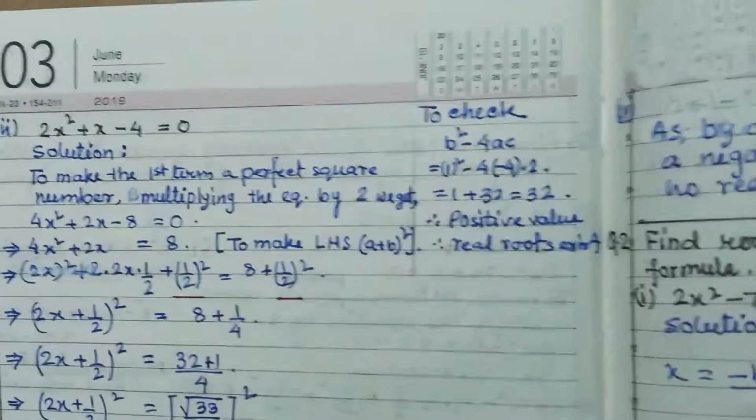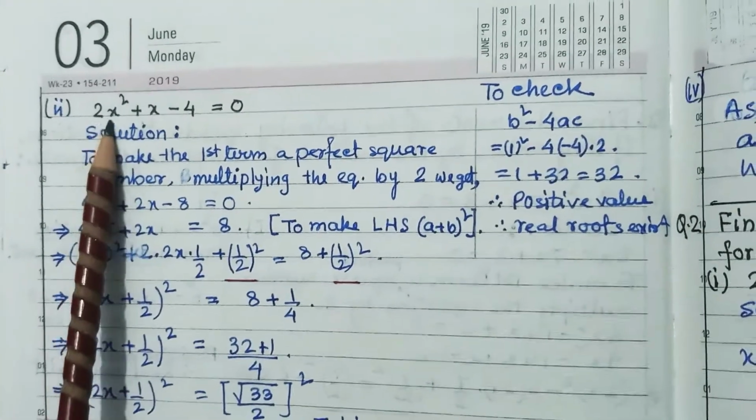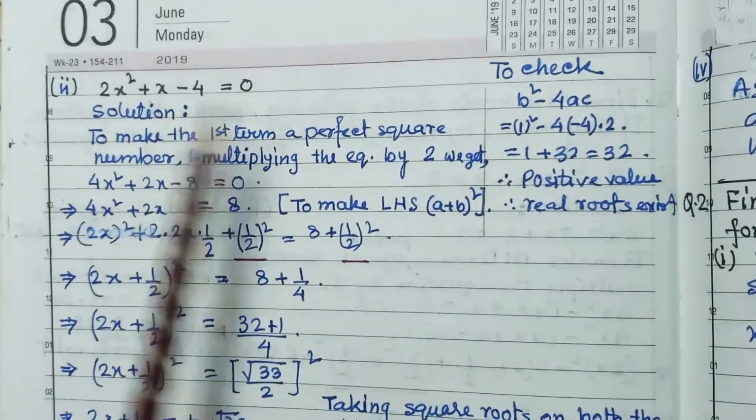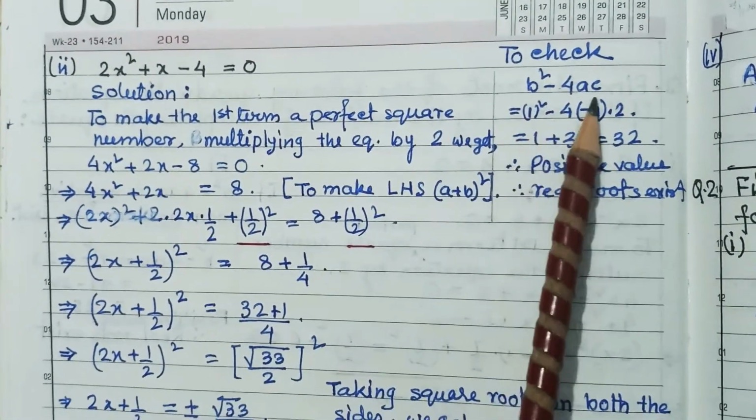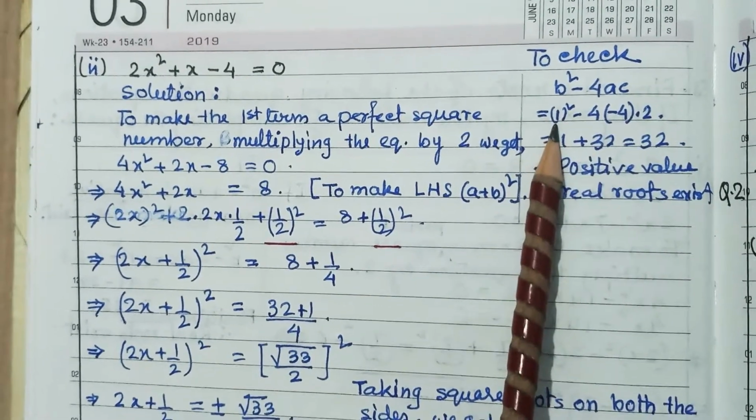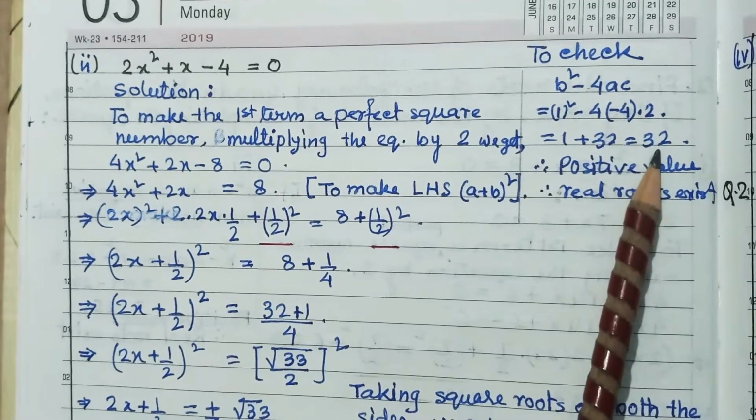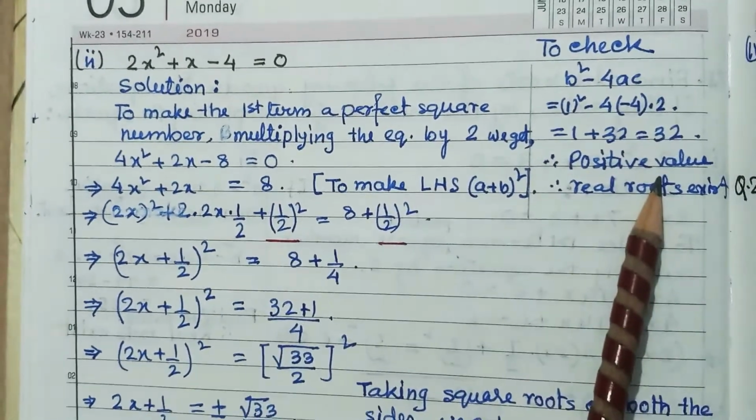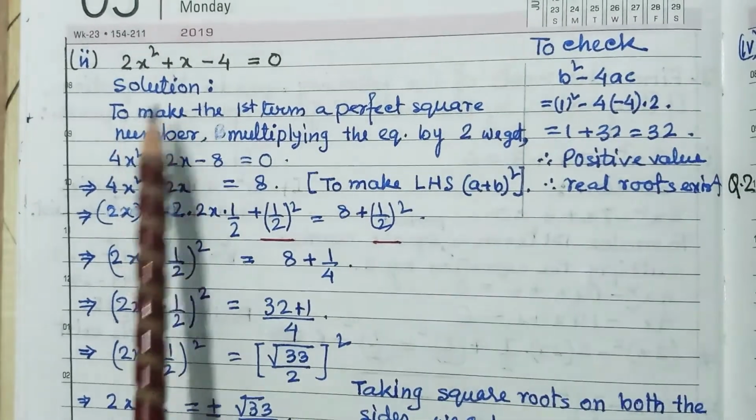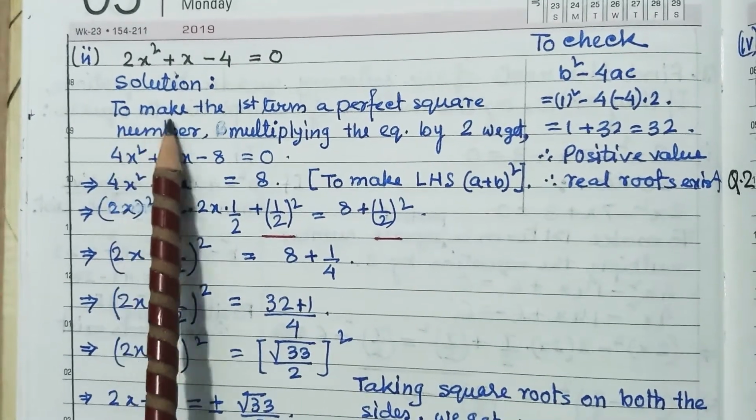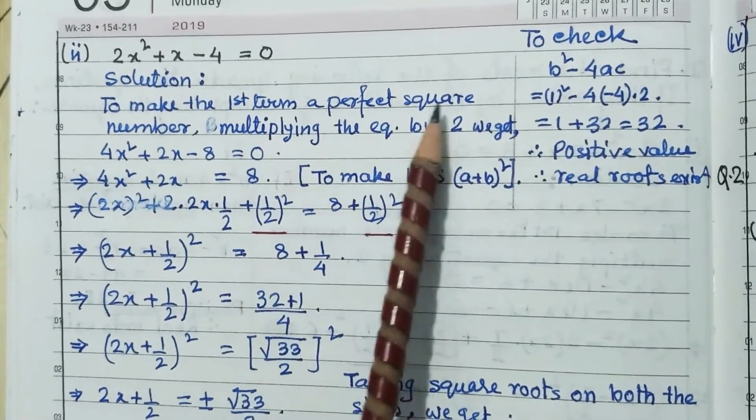Question number 2. 2x square plus x minus 4. Again you have to check it. B square minus 4ac. It is 1 square minus 4 into 2 into minus 4. It is plus 32. So positive value. So roots exist. So we can find them by making the first term a perfect square.